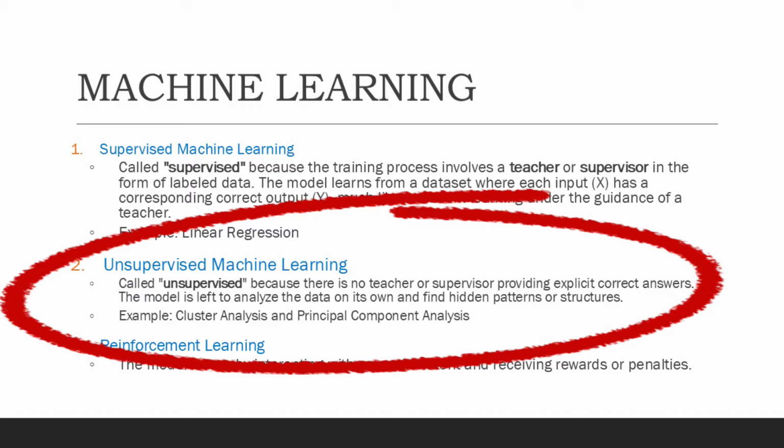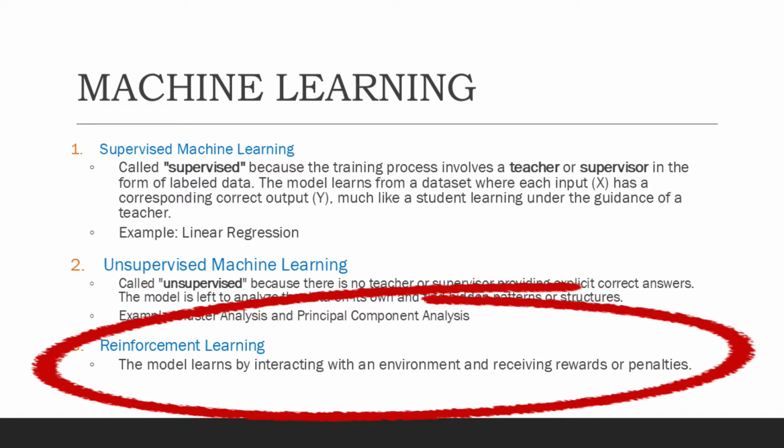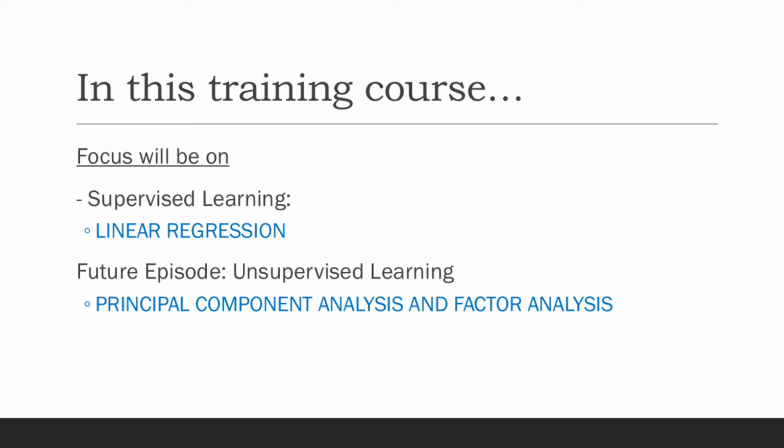Unsupervised learning has no labeled outputs. The model identifies patterns and structures on its own. Now, there's going to be a future lesson that will cover one unsupervised learning analysis, and this will be principal components analysis and factor analysis. And then finally, there's reinforcement learning, which involves learning through trial and error with rewards guiding the model's behavior. This course will be focusing more on linear regression.